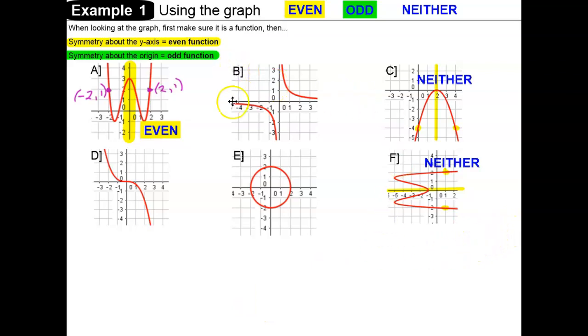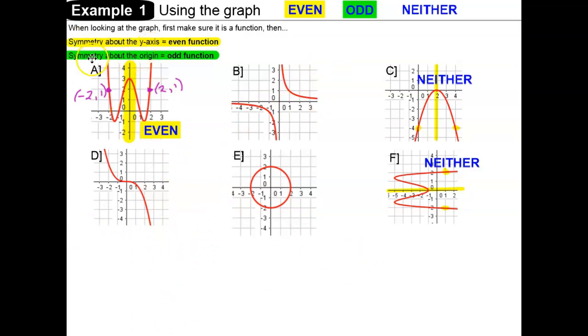Okay, when we look at example B, this graph has symmetry about the diagonal line y equals x. So if I were to fold this half over that yellow line, I would end up with a match on the other side. But that isn't a reflection over the y-axis, and so that function would not be an even function. Okay, so I'm going to leave that one alone for a second and come back to it.